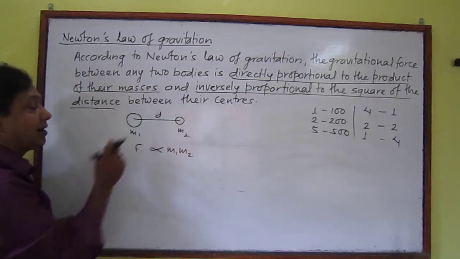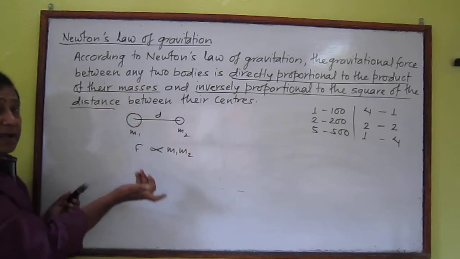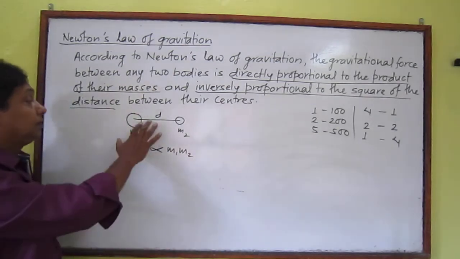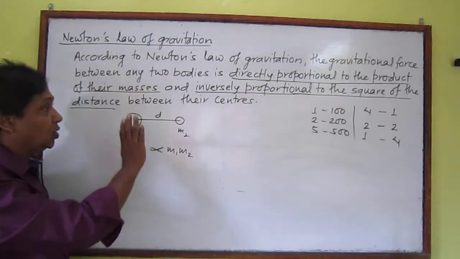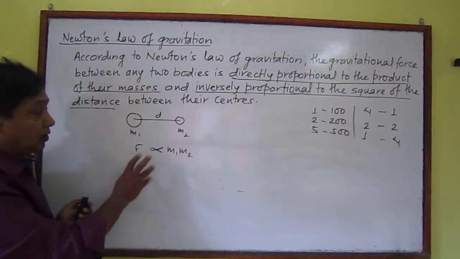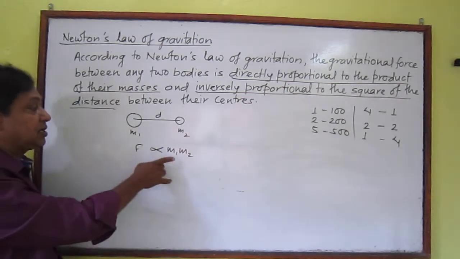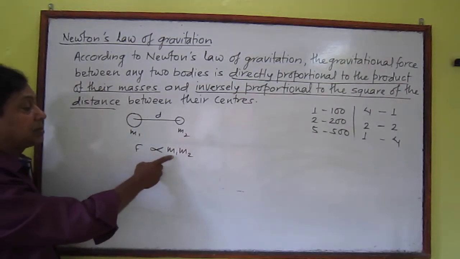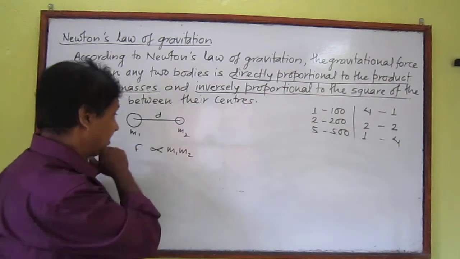If both are 10 kilograms, let's say, the product will be 10 into 10, 100. If both are 20 kilograms, then 20 into 20, 400. The product is more, so in the second case the gravitational force will be more. Gravitational force is directly proportional to the product of their masses.